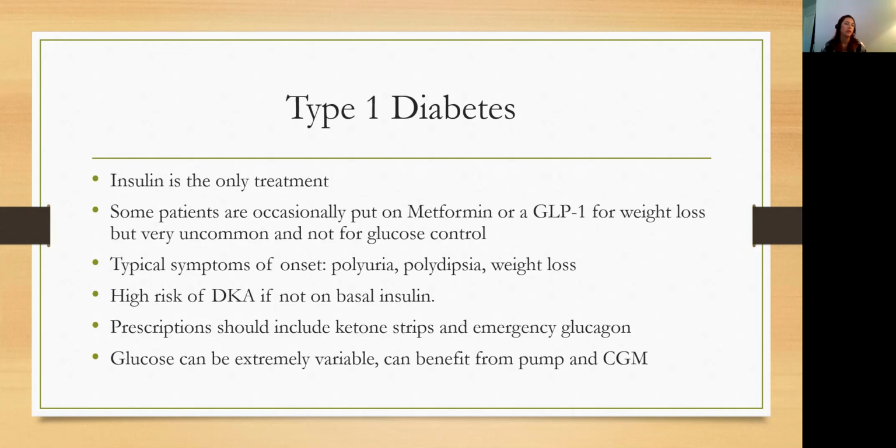With that being said, they can definitely benefit the most from pumps and CGMs. Some type 1s don't want to be on that. They'd rather do injections, but a lot of them are going to be on a pump because with a pump, you can really tailor everything. You can almost do a setting for every hour if you wanted to, which is usually not necessary, but it's very, very tailored to that patient. And so it's really helpful.